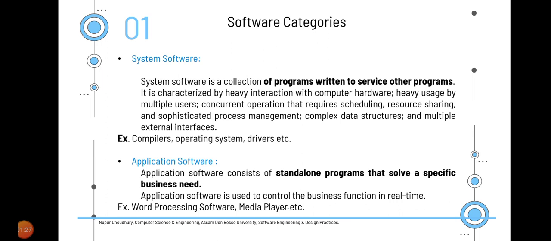The second important category is application software, which are basically standalone programs which solve a specific business need or purpose. It is used to control business functions in real time. For example, word processing software, media player, etc.